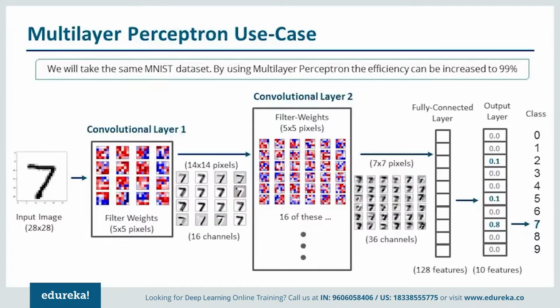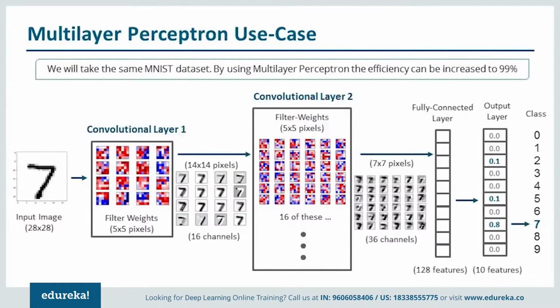Now these 16 smaller images from the first convolutional layer are then processed in the second convolutional layer. We need filter weights for each of these 16 channels, and for each output channel of this layer. There are a total of 36 output channels, so there are a total of 16 times 36, around 576 filters in the second convolutional layer. The resulting images are downsampled again to 7 by 7 pixels. The output of the second convolutional layer is 36 images of 7 by 7 pixels each.